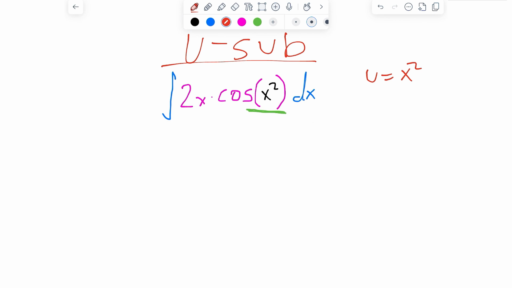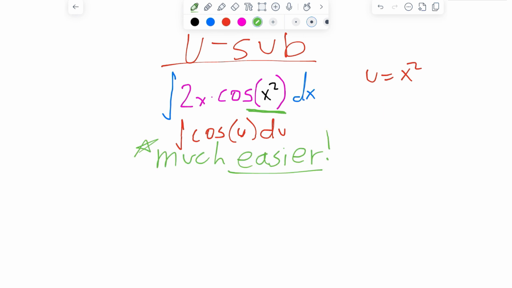Okay, now we still have to do more steps. I wrote out the integral again for you to make it much more clear. And now, look at this integral. It's much easier than what we have in the blue and purple right now.